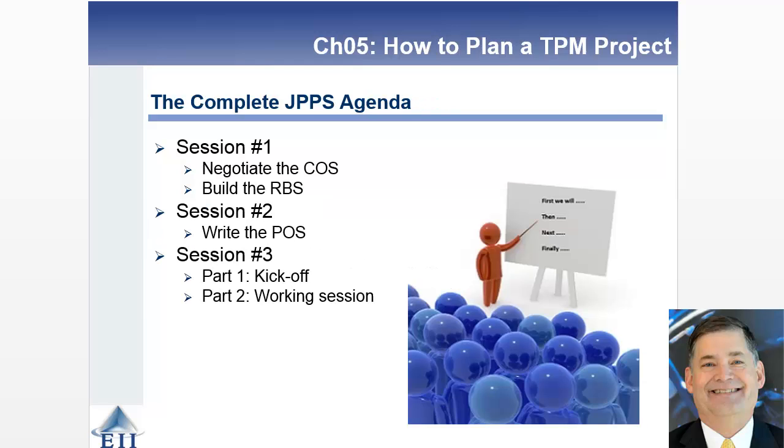Here's the complete agenda. In session 1, you're building the conditions of satisfaction. After that's negotiated, you build the requirements breakdown structure. You write the project overview statement during session 2. And then in the final session, which is what we're going to spend this particular video talking about, you're doing a working session where you're building a project proposal. You're doing a work breakdown structure, and you're looking at the network diagram and how many tasks you have and how you structure those tasks.